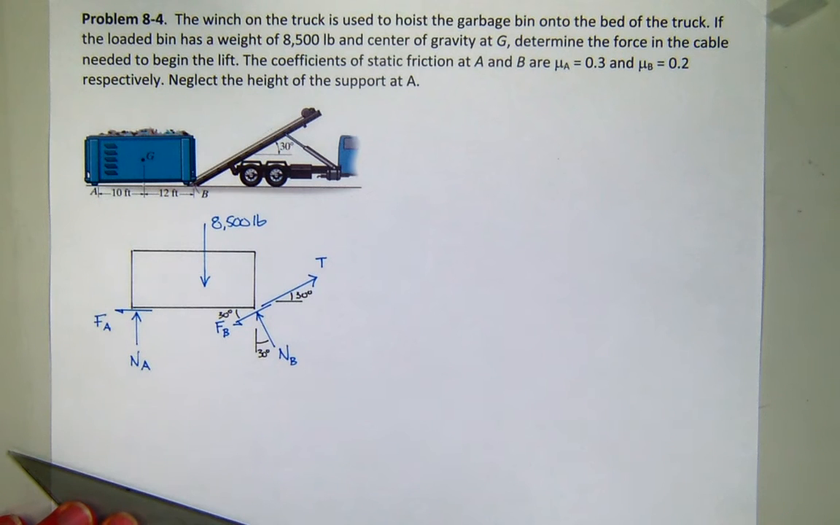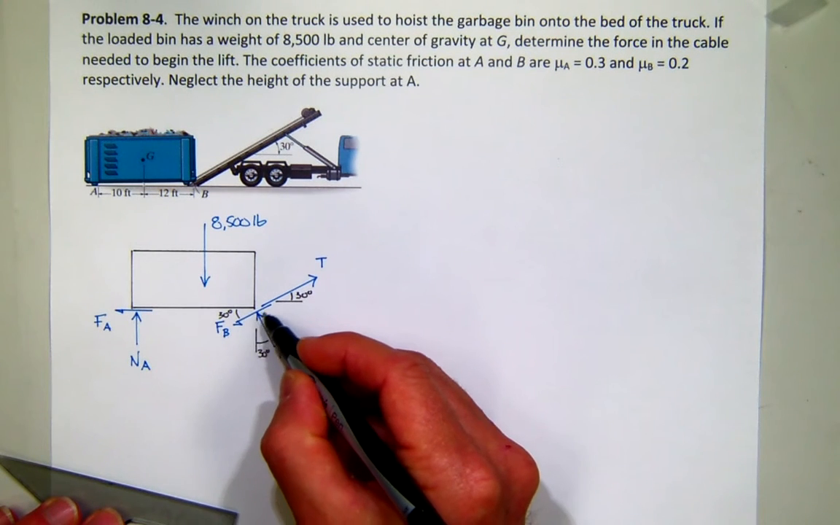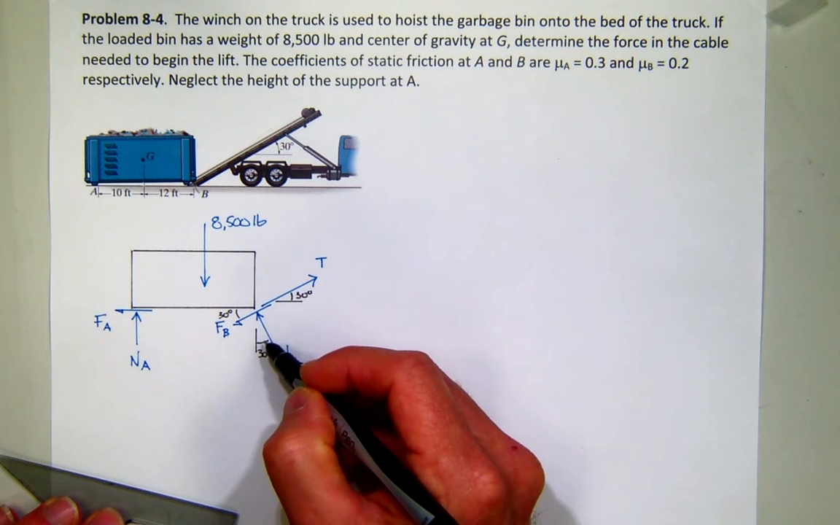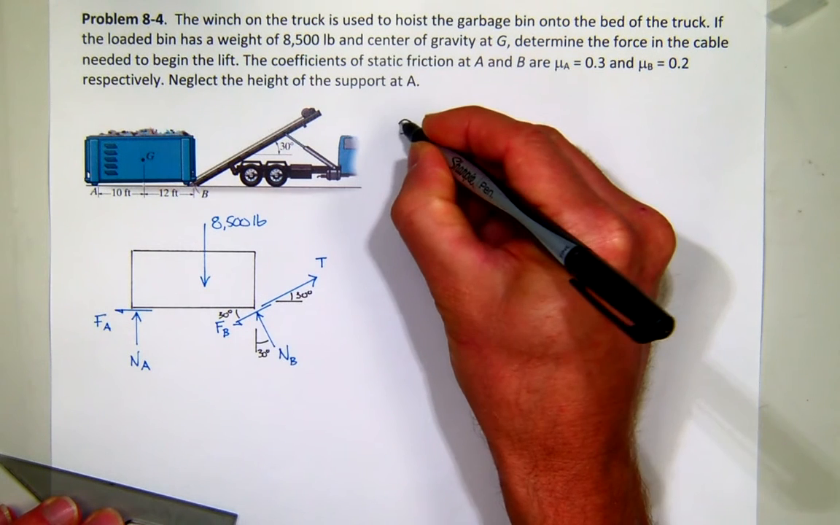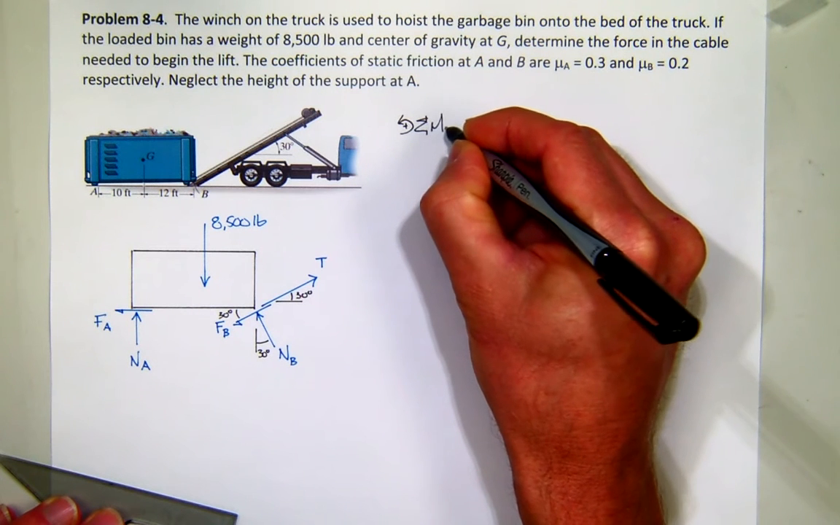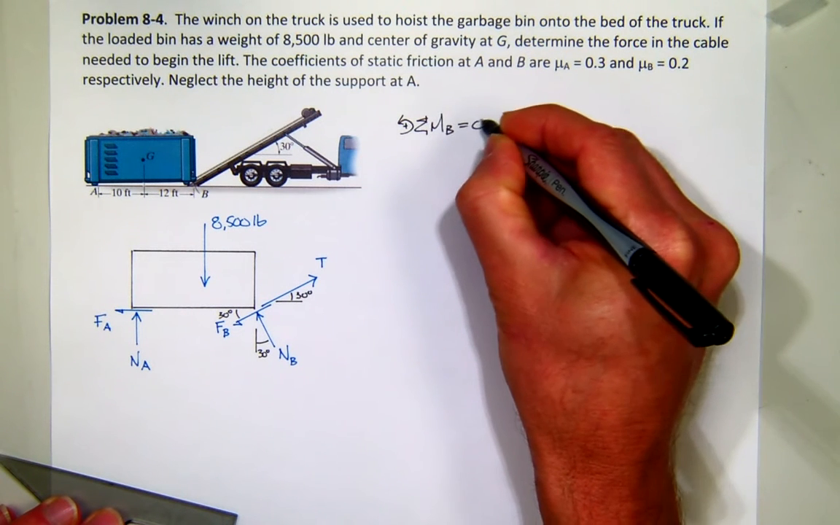Could you sum the moments at B to get? That's a great place to start. Let's sum moments at B, because this is very confusing here. There's lots of forces going on. In fact, at B, there's 3 unknowns. So let's do that. Let's sum moments at B. Make sure it's in equilibrium.